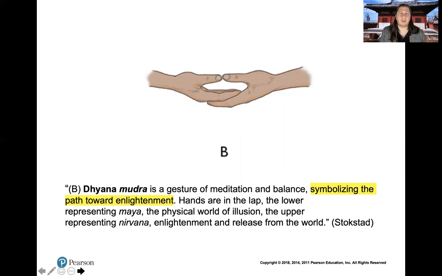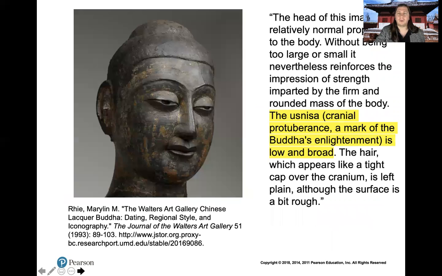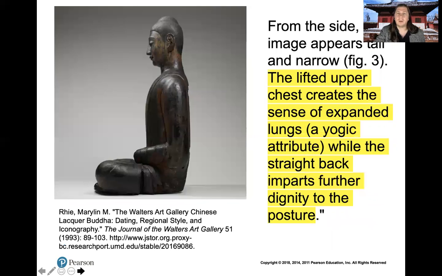The lower hand represents Maya, the physical world of illusion, the world that we're in. And the upper hand represents Nirvana, which is enlightenment and release from the world. We can see the other attributes of the Buddha here, the Ushnisha, the cranial protuberance, which is interpreted different ways. We talked about how it could be from wearing a crown. The other interpretation is that it's a mark of his enlightenment.